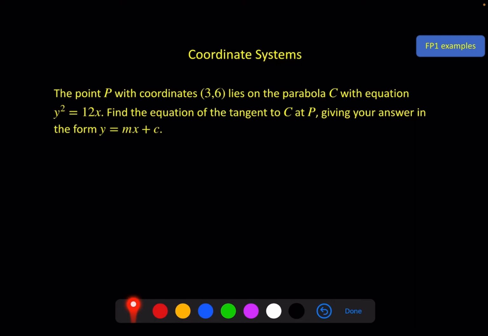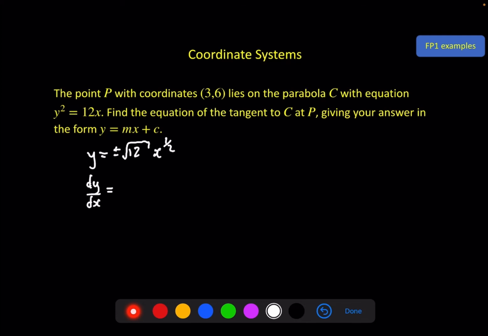Third and final example before you can attempt exercise 4D is this one. The point P with coordinates this lies on a parabola C with equation this. Find the equation of the tangent to C at P, giving your answer in the form y equals mx plus c. This is a very similar example to the last one, if anything a little bit easier. We've only got 1 point to worry about. We need to rearrange this to give, remember, the plus minus root 12 x to the half.